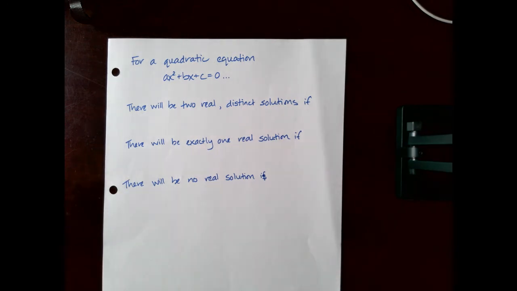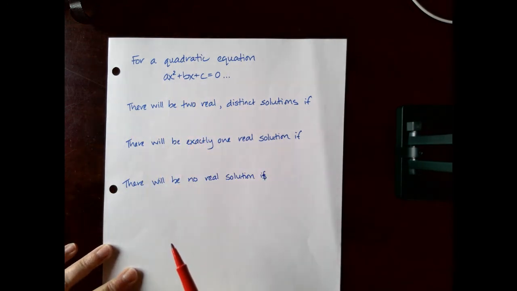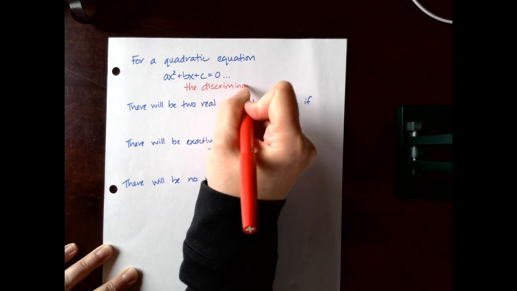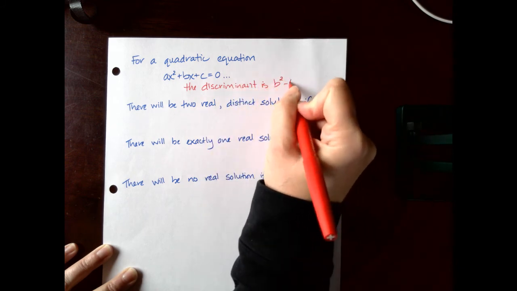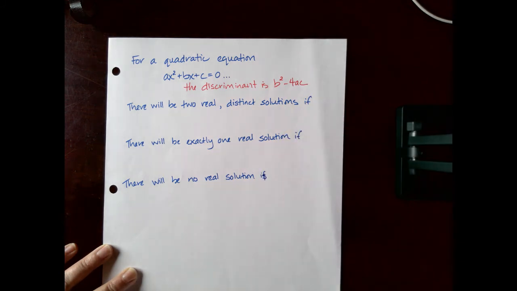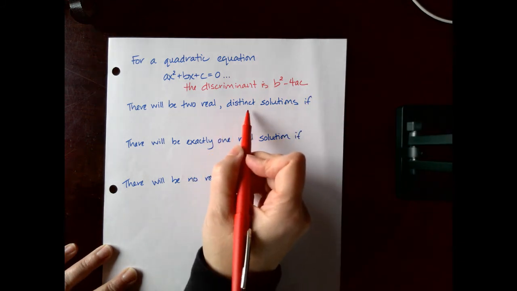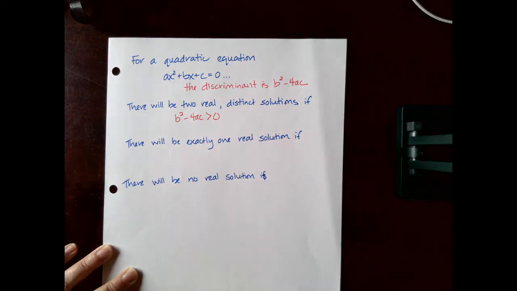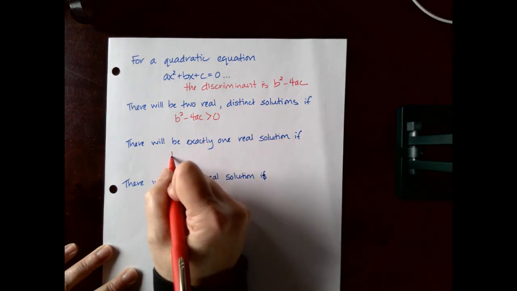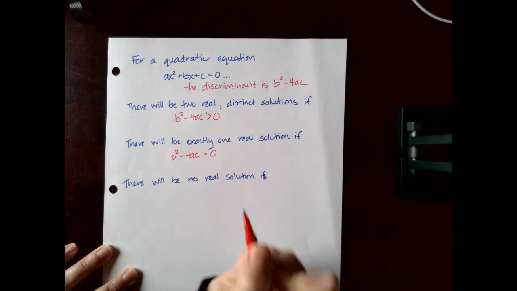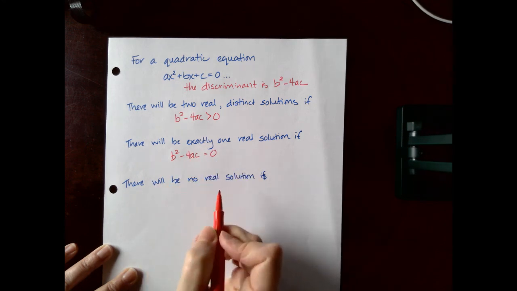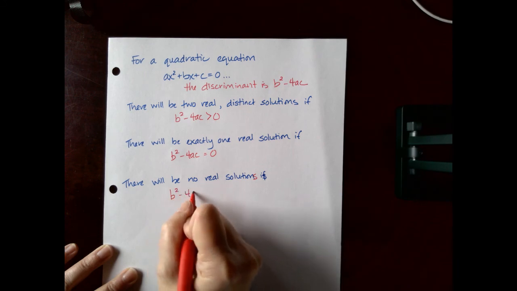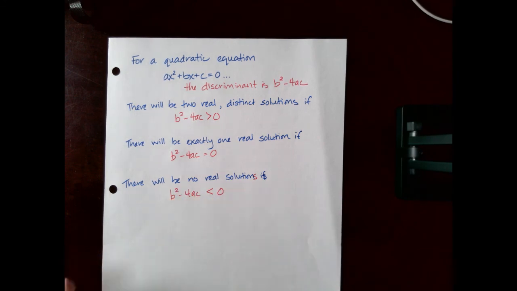For a quadratic equation in this format where it's all expanded and set equal to 0, the discriminant is b squared minus 4ac, just the part that is underneath the square root. There will be 2 real distinct solutions if that quantity is positive. There will be exactly 1 real solution if that quantity is exactly equal to 0, and there will be no real solutions if b squared minus 4ac is negative.